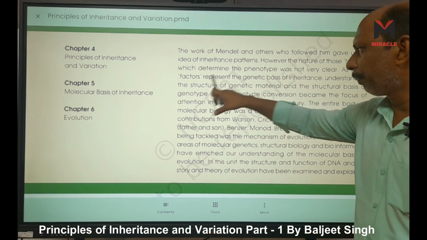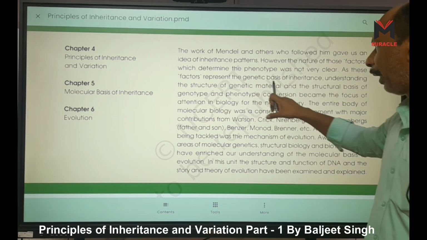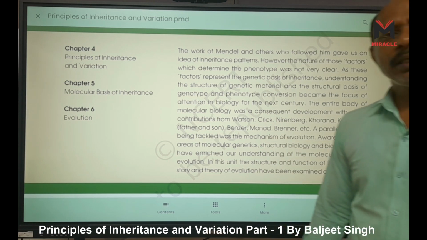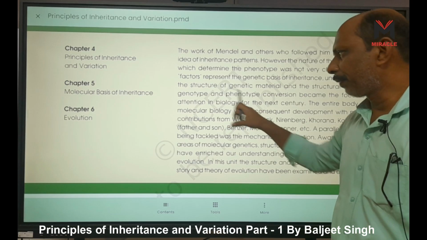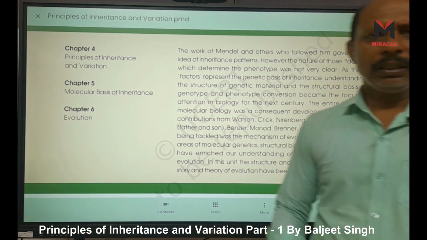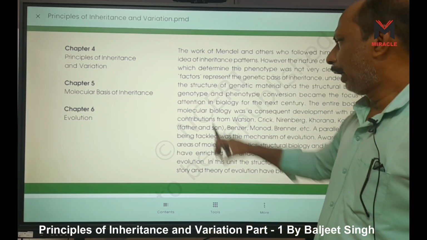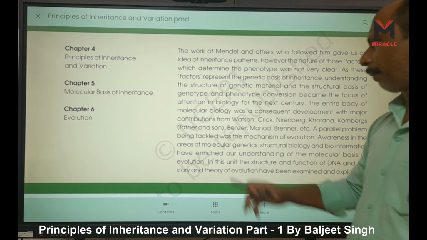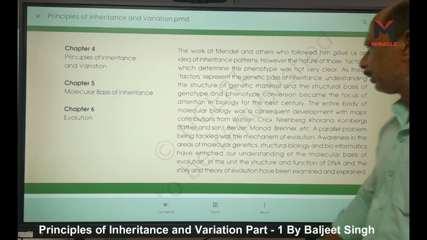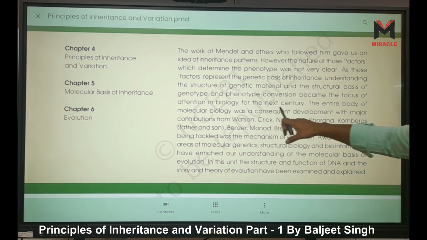As these factors represent the genetic basis of inheritance, understanding the structure of genetic material. What is genetic material? DNA. And the structural basis of genotype and phenotype. Already I told you, genotype means which type of genes are present here, the constitution of a gene or a factor, and phenotype means physical appearance.